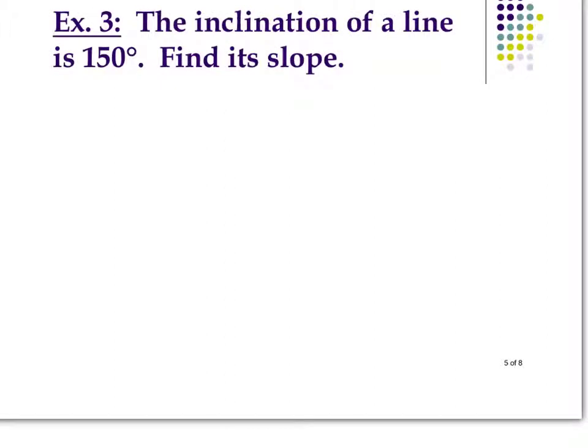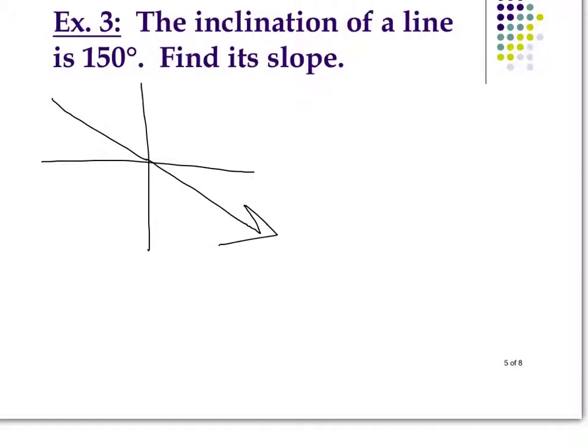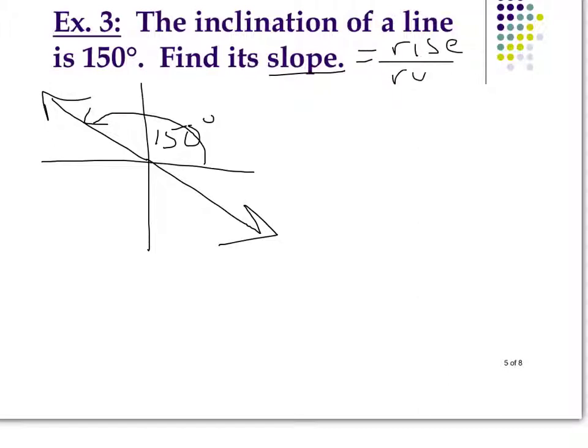Example 3 tells us the inclination of a line is 150 degrees. So if you start with your quadrants, 150 degrees, here's the line, you're still going from this axis, that's roughly 150 degrees. So we want to know, we're going to try to find its slope, and slope is rise over run, which is really y over x. So slope is equivalent to me asking you what is the tangent of that angle.